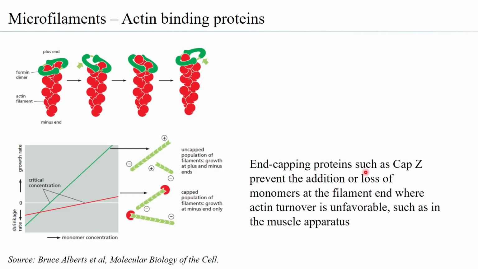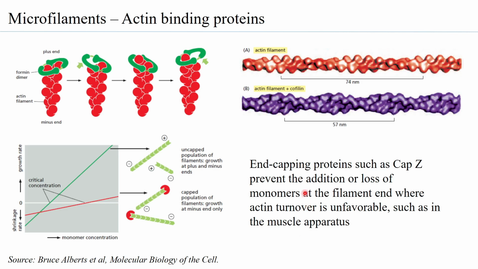So for example, end capping proteins such as CapZ. This cap prevents the addition or loss of monomers at the filament end where the actin turnover is unfavorable. So wherever the cap is present, there you will not have depolymerization nor will you have polymerization. And this can be observed in the skeletal muscle structure, wherein the actin at one end is always bound to a cap protein, and therefore at that end you don't have polymerization and depolymerization happening.